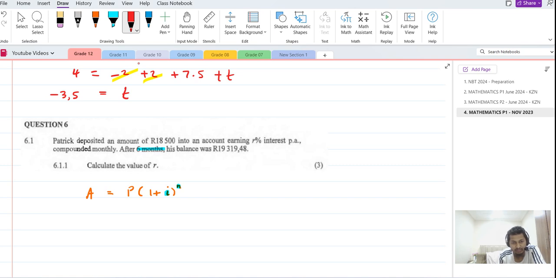So he deposited an amount of 18,500. So 18,500 that he deposited was 1 plus R over 1200, right? Because then I will get R in percentage one time, to the power 6.